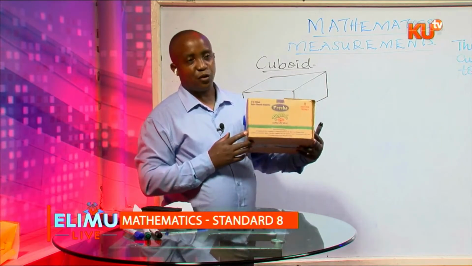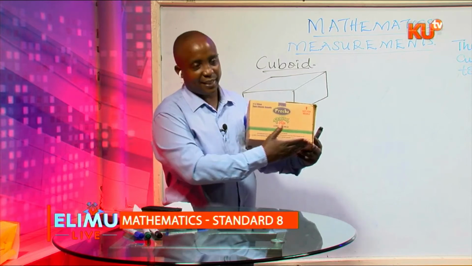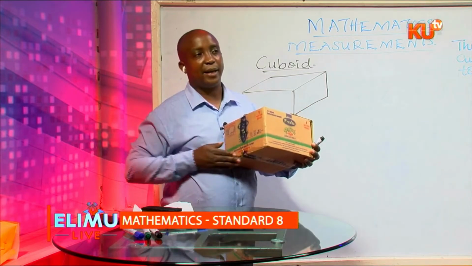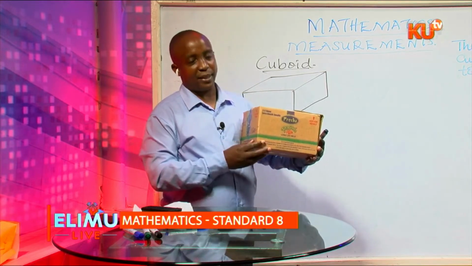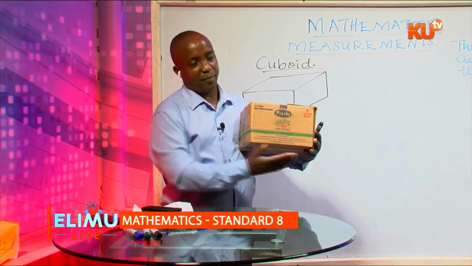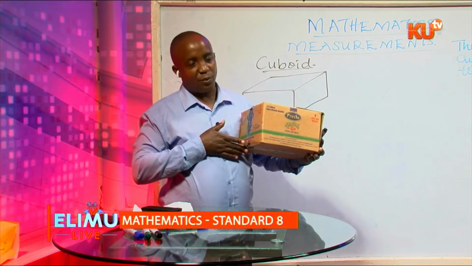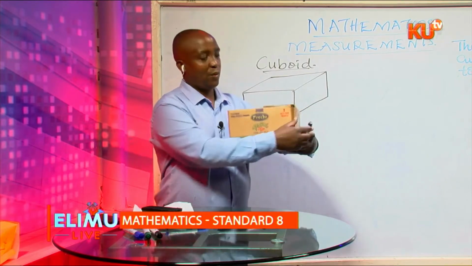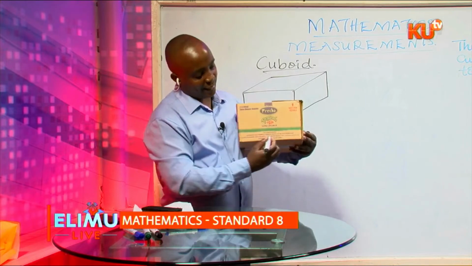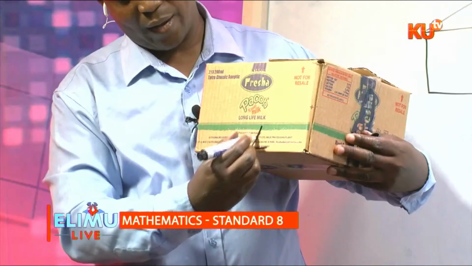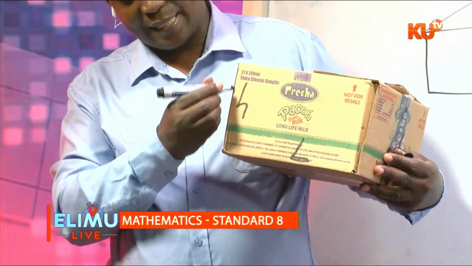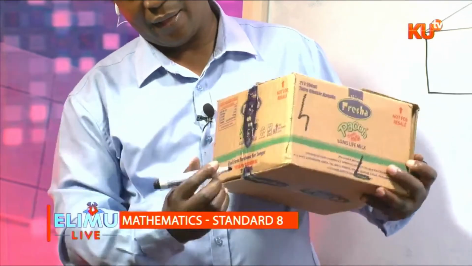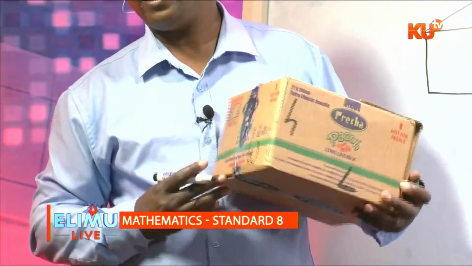However, you may have a cuboid whereby this side and this one are equal. So we say it's a cuboid with a square base. So the base is a square, whereby this side and this one are equal. So when we have this, we can say that this is the length. Then we get this as the height, and then we have this as the width.